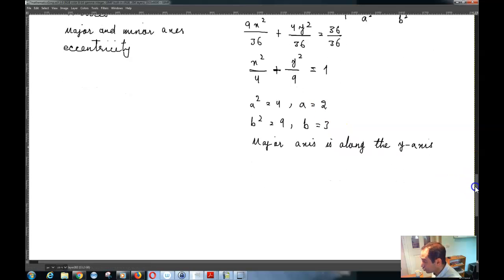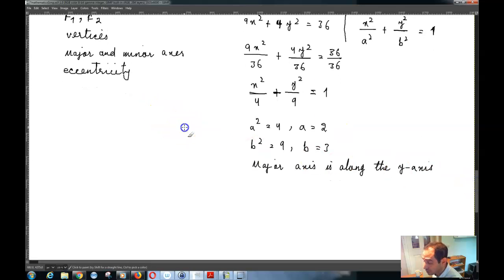So then basically you can draw this ellipse. So over here I have basically 3 units over here, 1, 2, and 3. 1, 2, and 3. And I have my ellipse in this configuration along the y-axis.